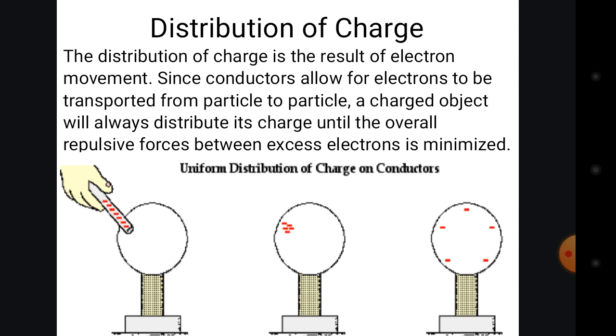So this is about the distribution of charge. It will keep distributing until the repulsion, that is, the charges repel each other, between the excess electrons is minimized.